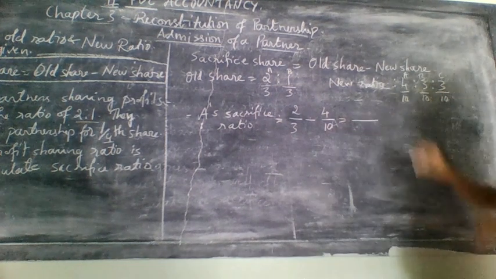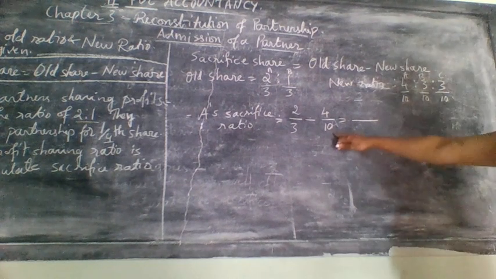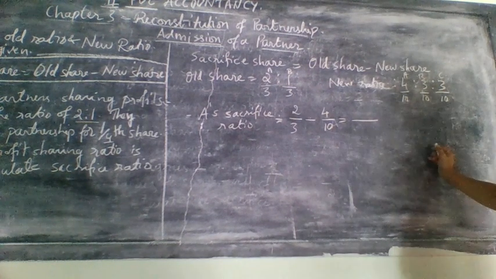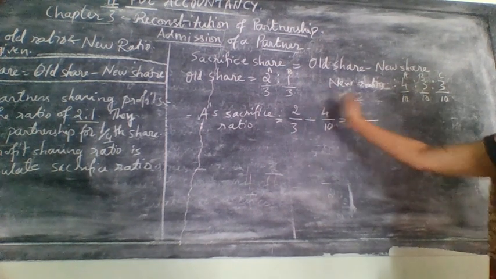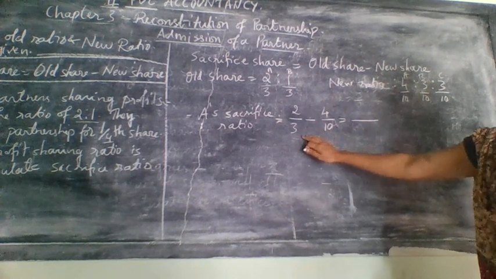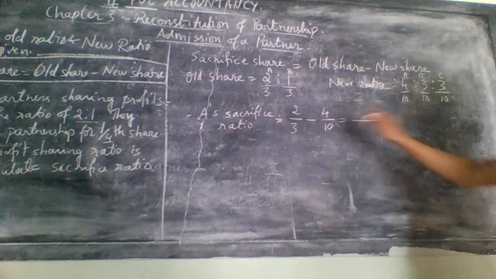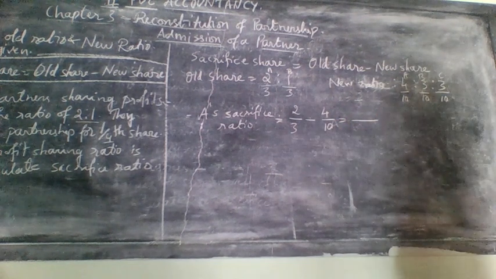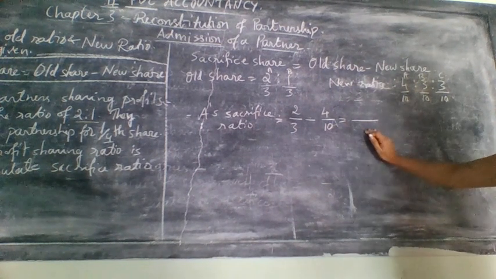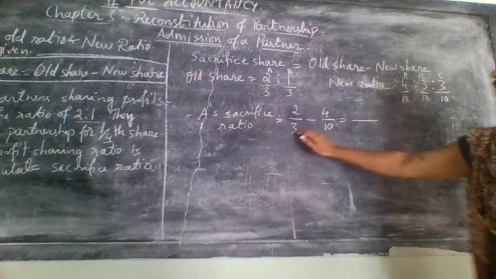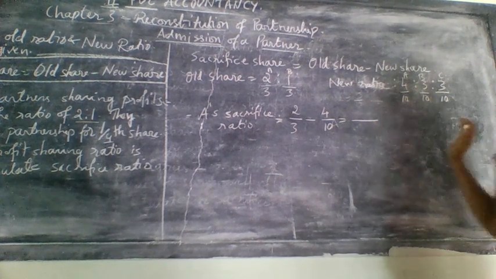There is a rule in fractions. What is that? When the denominators are not the same, you can't do addition and subtraction. If it is multiplication, you can do it directly, numerator into numerator, denominator into denominator, which you have solved in the previous problem, right? But this is subtraction. When it is subtraction, we need to convert the fractions to the same denominator. To get the same denominator, what do we need to do? We need to take the LCM of this.